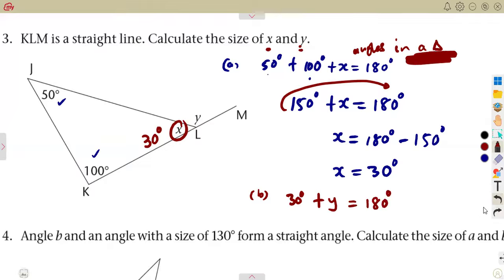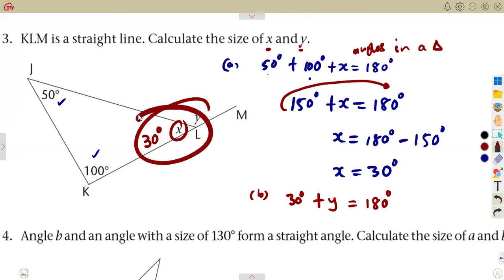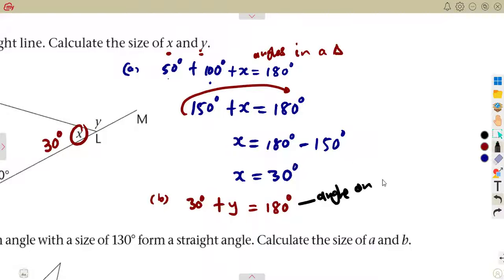not because it's a triangle. No. But because it's a straight line. A straight line has the same property as a triangle, that if you add the angles, they must add up to 180 degrees. So here, the reason is angles on a straight line. This has nothing to do with a triangle. It has to do with a straight line. There's another way that we're going to talk about, okay? Do not worry. So you can solve for y in that case.